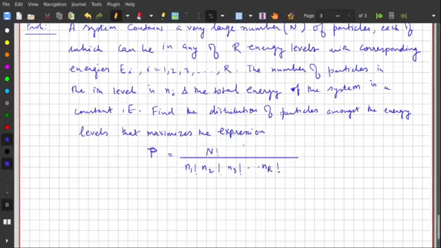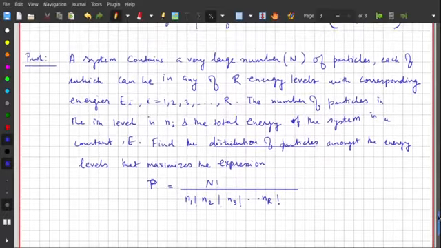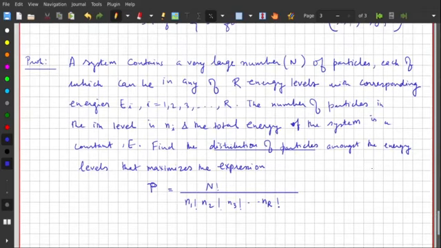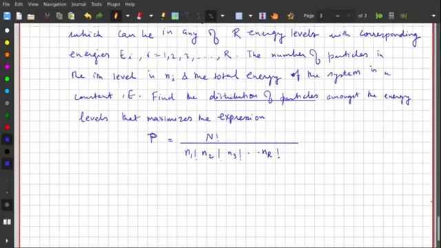If you see this, what we want is to find the distribution of particles among the various energy levels such that this expression is maximized. And what is P denoting? It is telling us the number of ways in which we can arrange n particles in R energy levels. If we want to maximize this, that brings us to the idea of the most probable distribution that we will see in the parallel lecture videos.